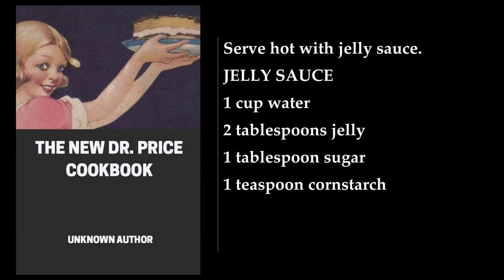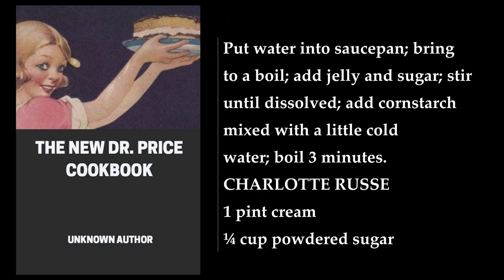Jelly sauce. 1 cup water. 2 tablespoons jelly. 1 tablespoon sugar. 1 teaspoon cornstarch. Put water into saucepan, bring to a boil, add jelly and sugar, stir until dissolved, add cornstarch mixed with a little cold water, boil 3 minutes.